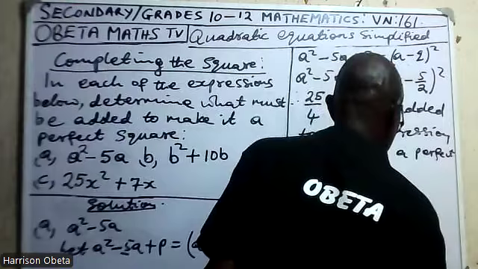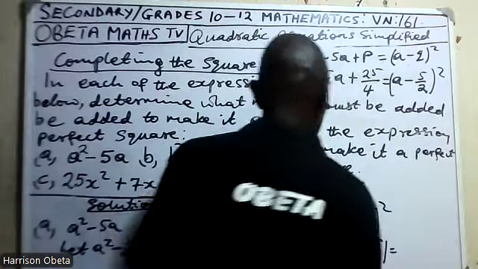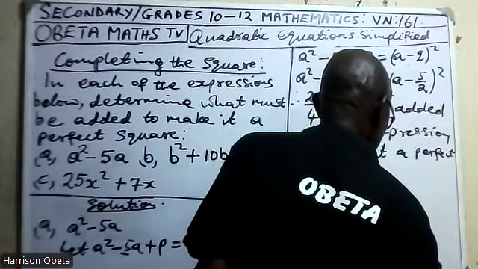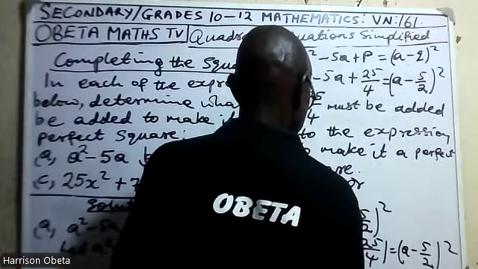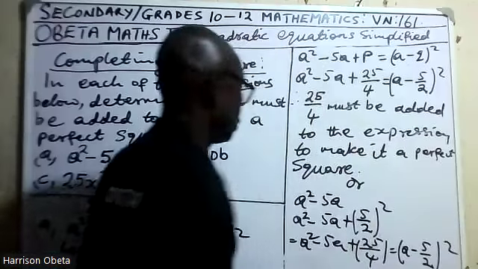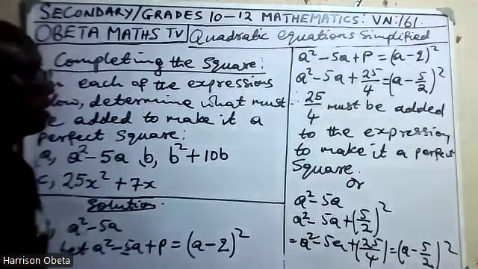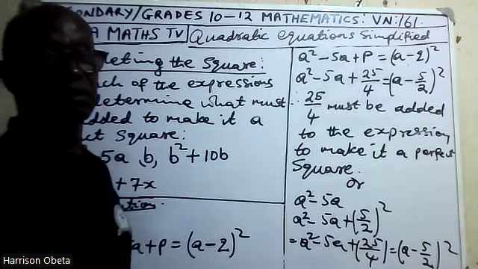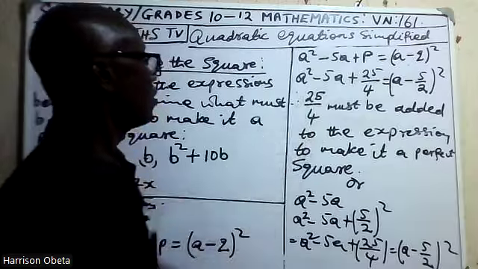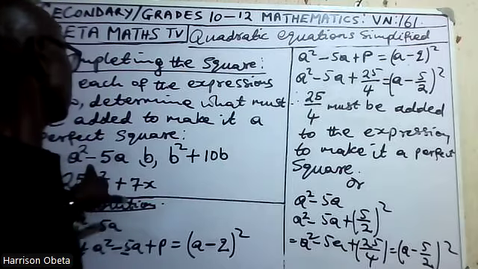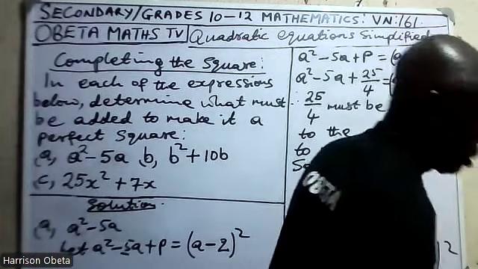And if you have to factorize, it will be a minus 5 over 2 all squared. So this is a square, this is a square, this is a square. It's either you use this method or this method. Whichever you prefer, you will still get to the answer. So what we have added is 25 over 4 to make this expression a perfect square. So we'll go over to question number B.